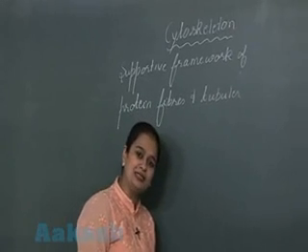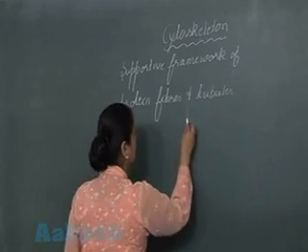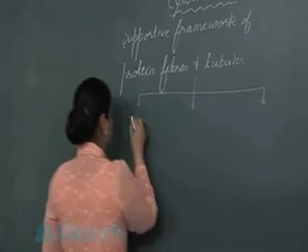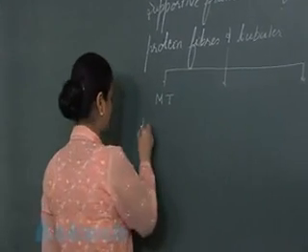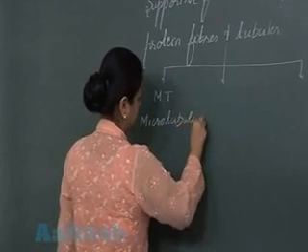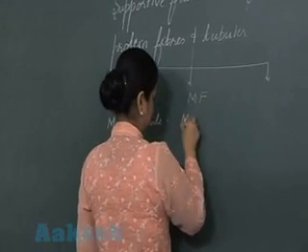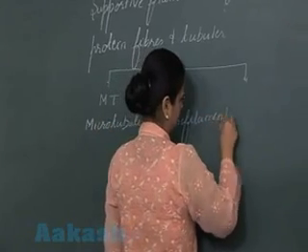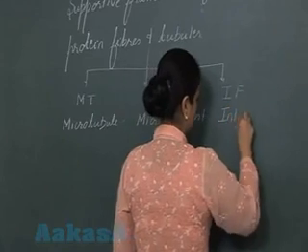Now inside the cytoskeleton, 3 components are present. Yes, 3 components are there. That is MT, that is microtubule, MF, that is microfilament, and IF, this is intermediate filaments.